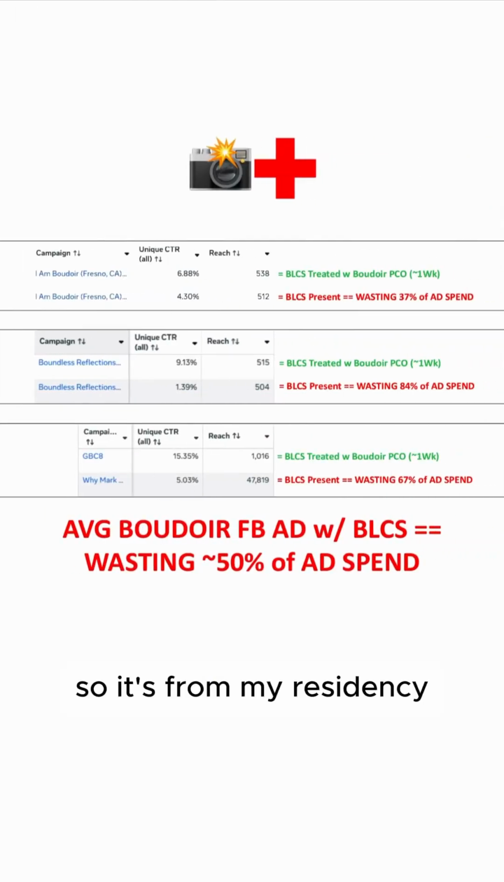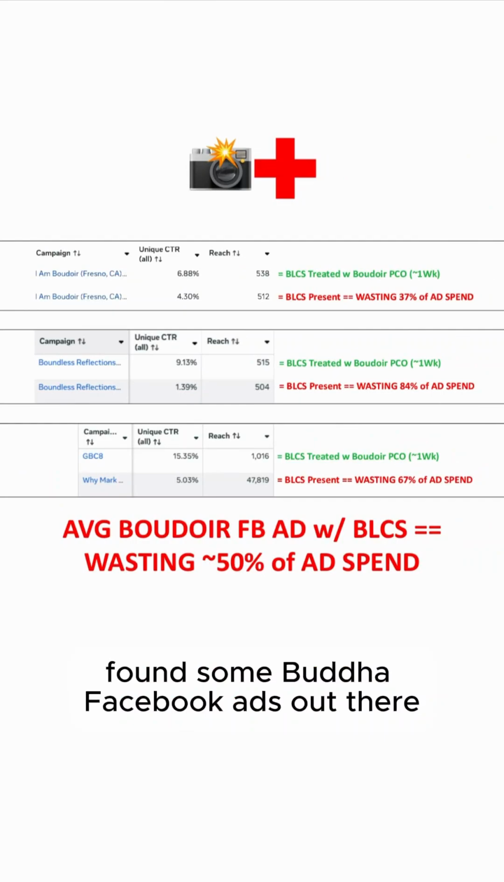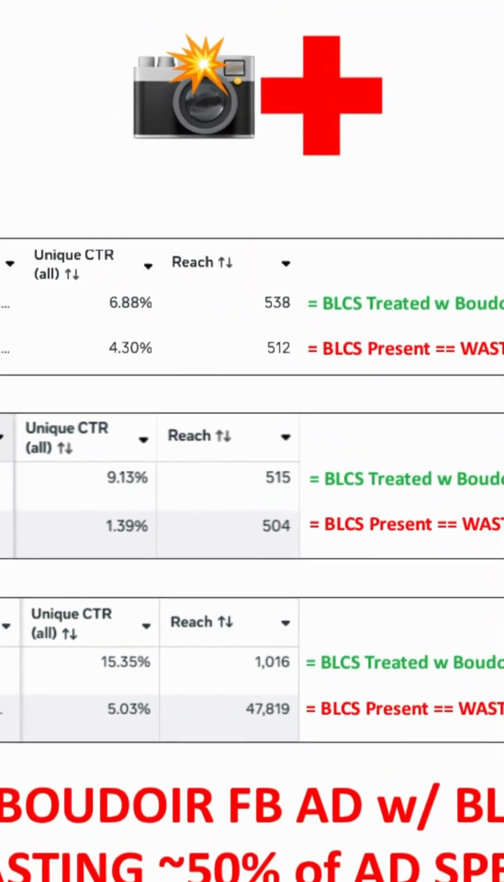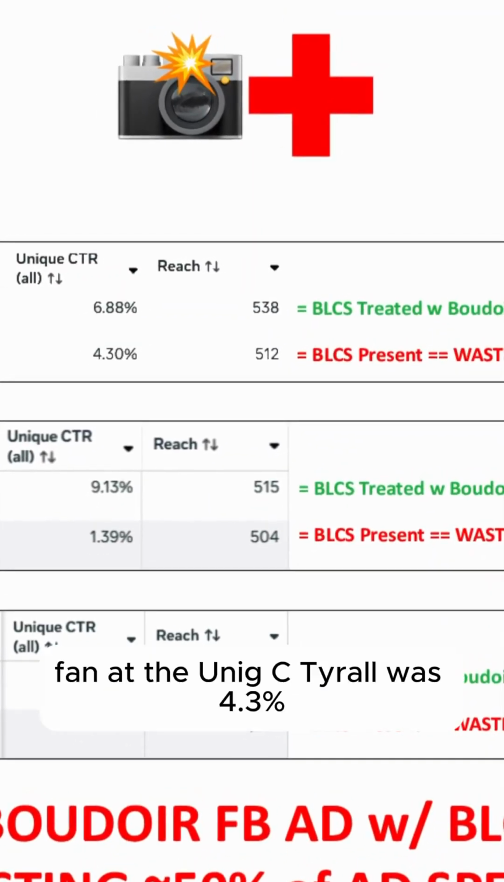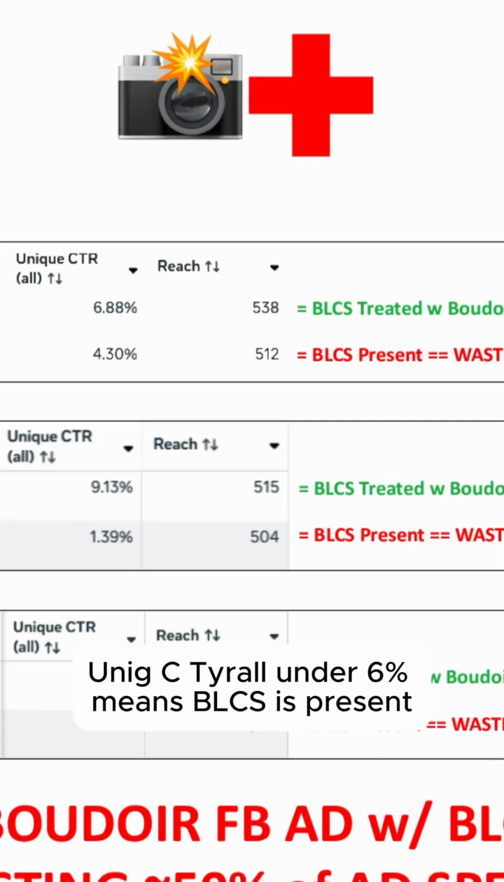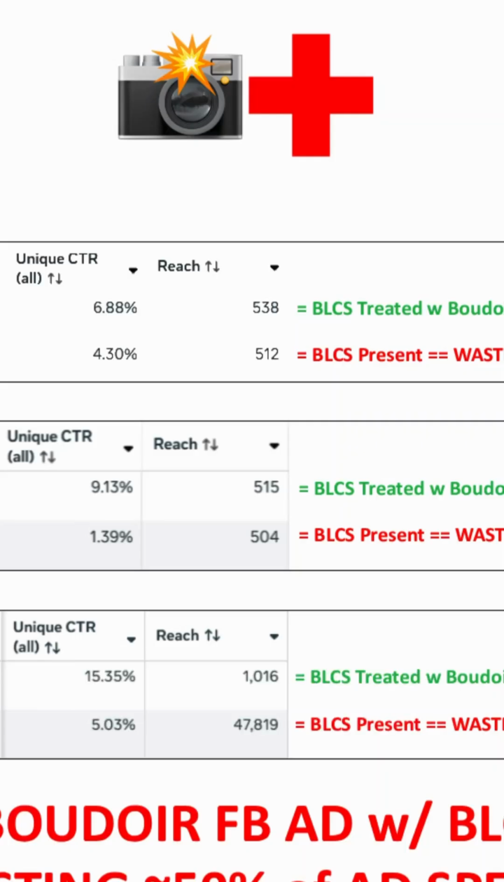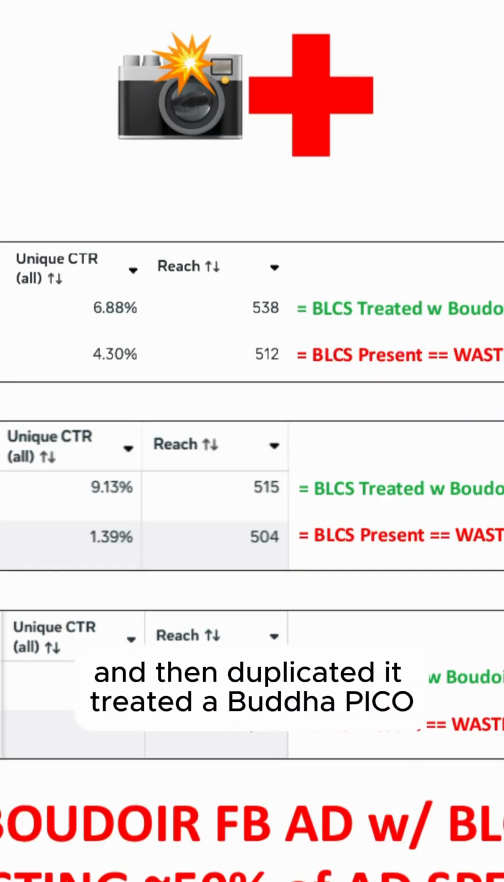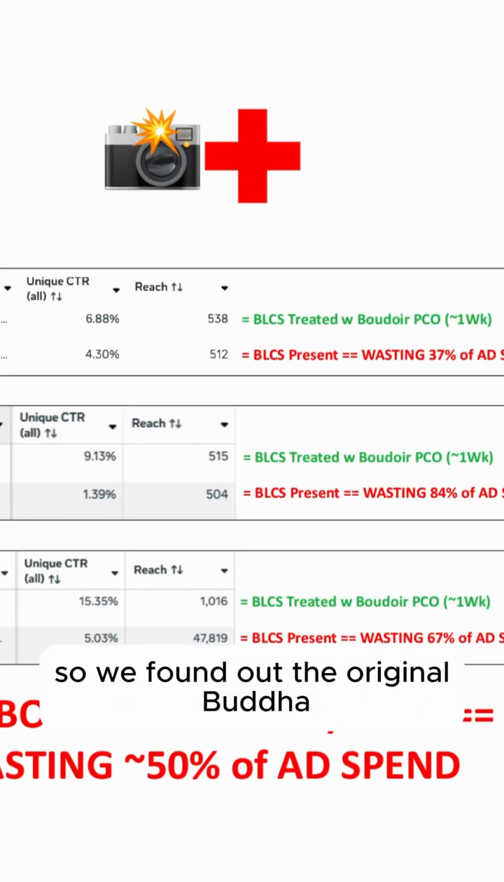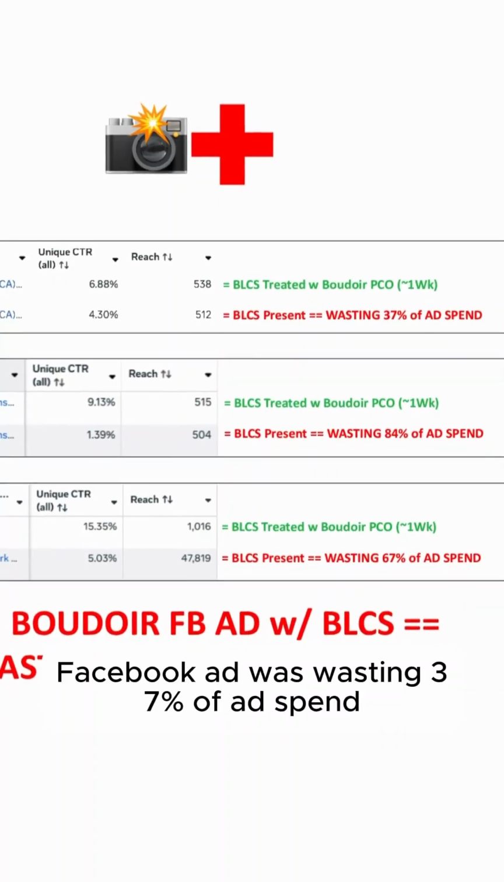So from my residency, I found some Boudoir Facebook ads out there, brought them back to the hospital, tested them. First one, found out the unique CTR was 4.3%. So we know that BLCS is present. Unique CTR under 6% means BLCS is present. And then we duplicated it, treated with Boudoir Pico, took about a week, got the unique CTR up to 6.88%. So we found out the original Boudoir Facebook ad was wasting 37% of ad spend.